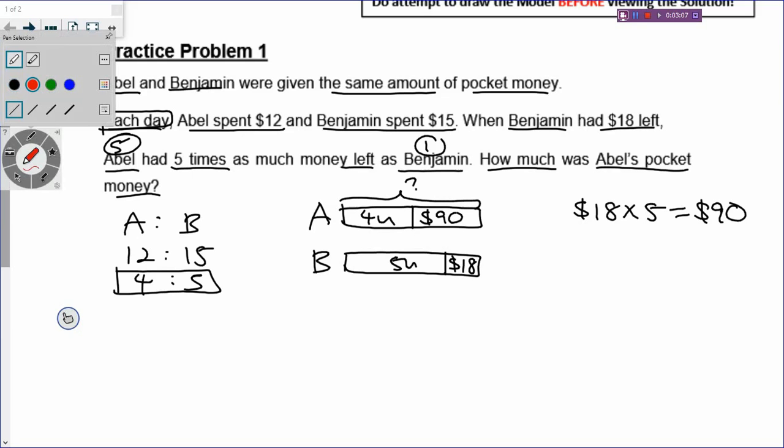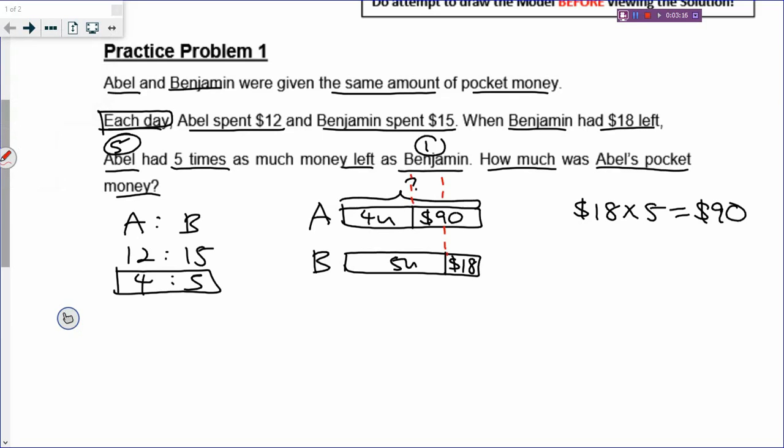So what we have to do now is to look at the model and use it to work out the steps. So if you look at the units, you can see that there is a difference of 1 unit, right? 1 unit difference. 5 units minus 4, you get 1 unit. Then you compare the whole numbers. 90 minus 18, there is a difference of $72. So that tells you that your 1 unit is equal to $72.